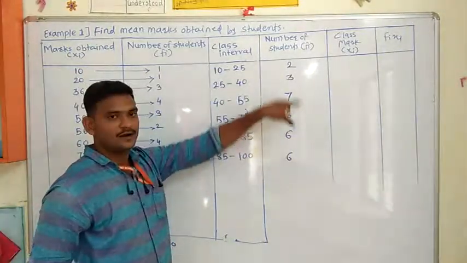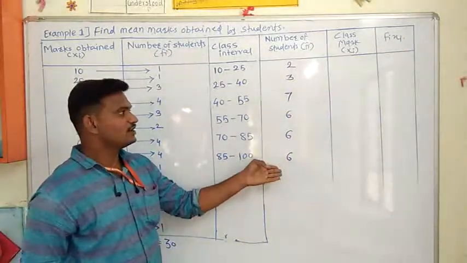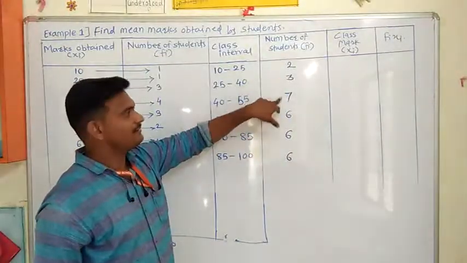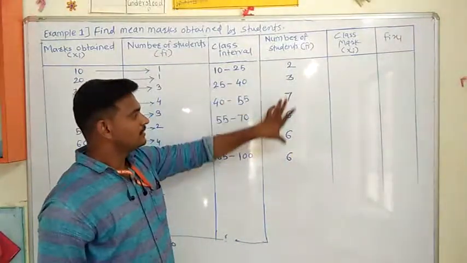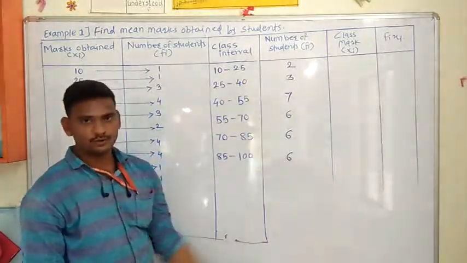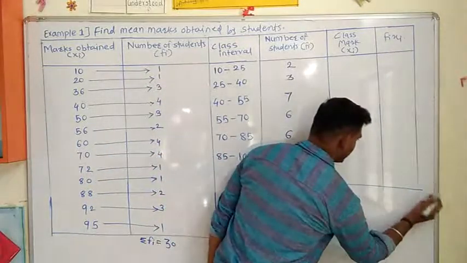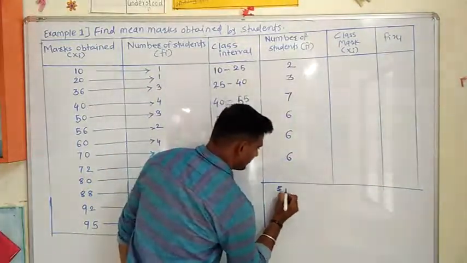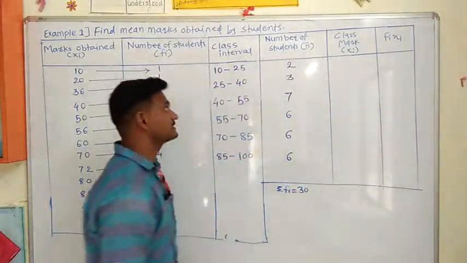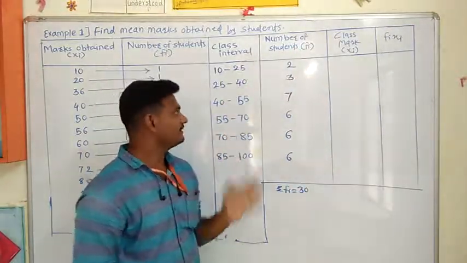Now add all these numbers of students, you should get 30. If 30 is not there, then your calculation is wrong. 7 plus 3, 10. 10 plus 2, 12. 12 plus 18 is equal to 30. Therefore, our calculation is correct. Then no need to worry. Now see here. First we will find the summation of Fi, which is equal to 30 because there are 30 students in total. Now we have got the number of students, that is Fi.